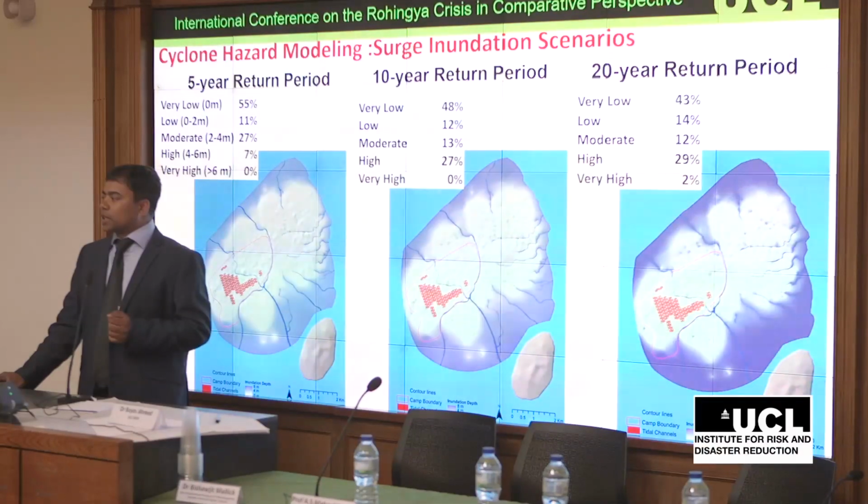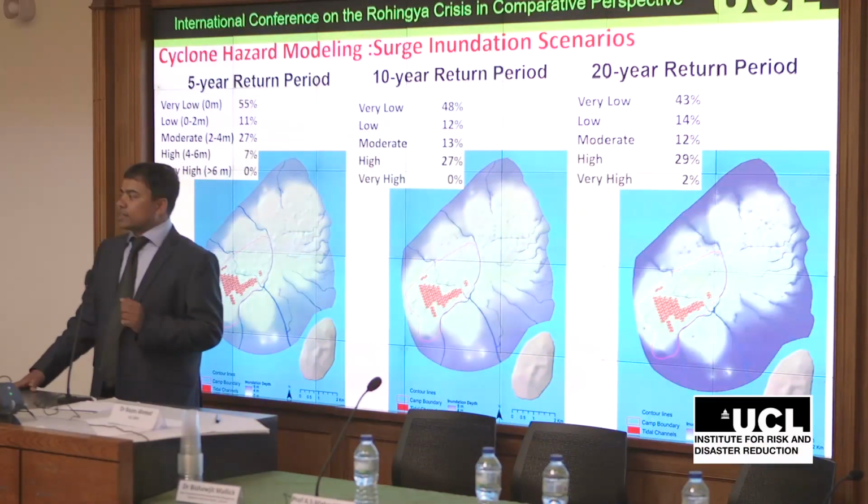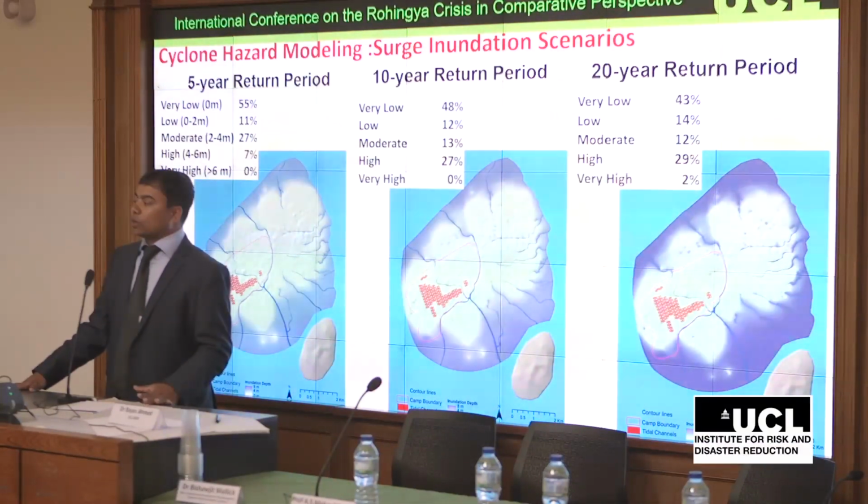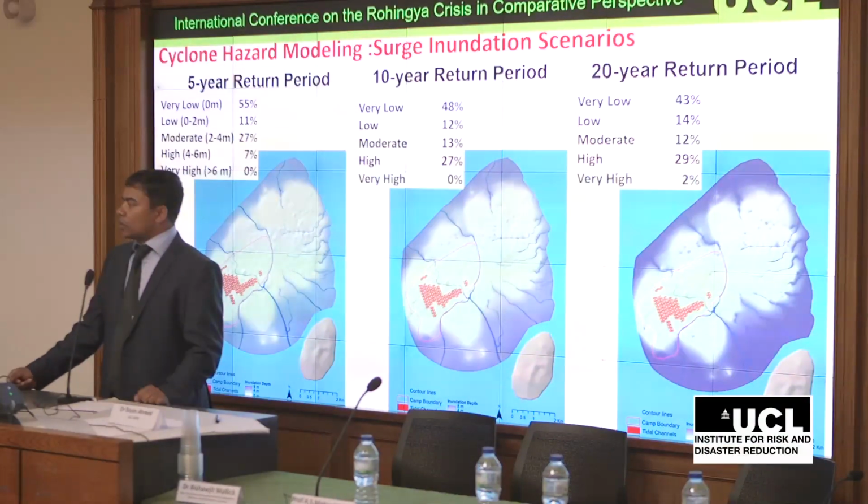You can see the 5-year return period, 10-year return period, and 20-year return period. Surge height is classed as very low hazard, low hazard, moderate hazard, high hazard, and very high hazard, with the classes of surge height 20 meters apart.